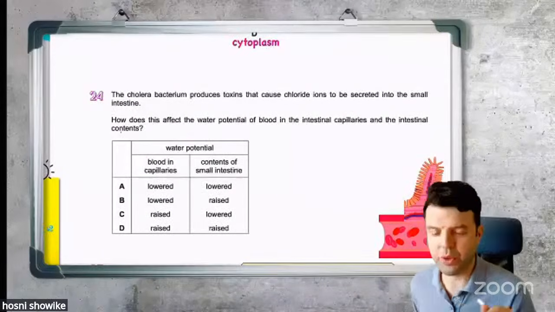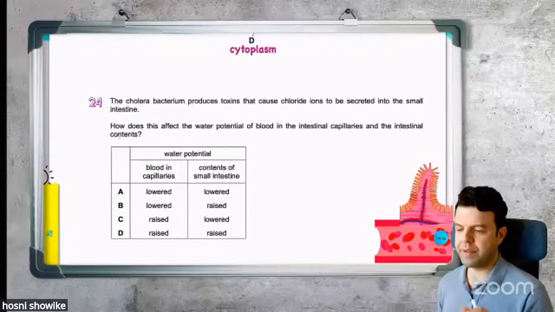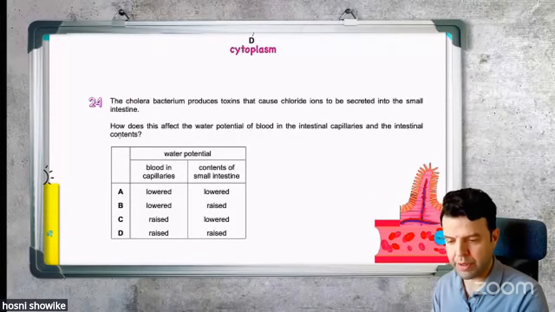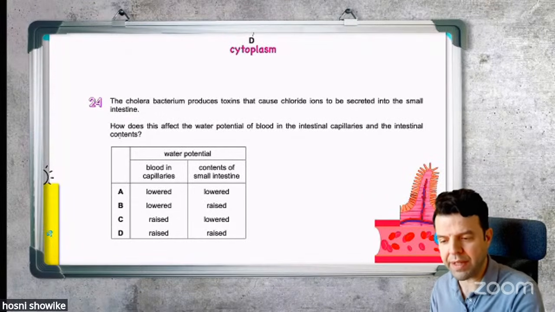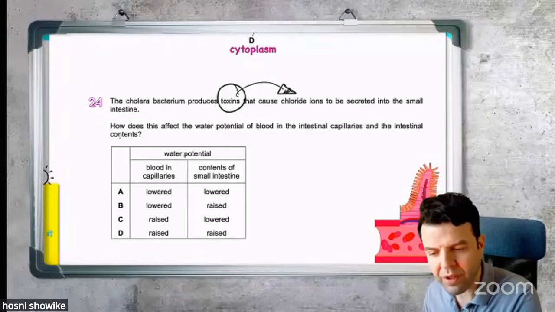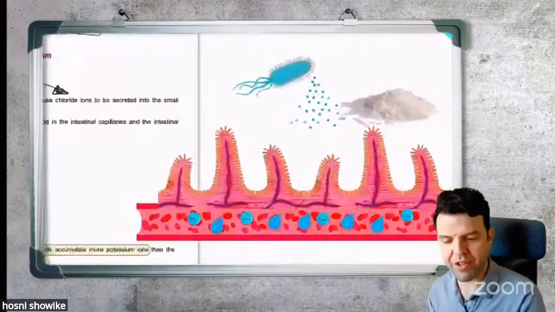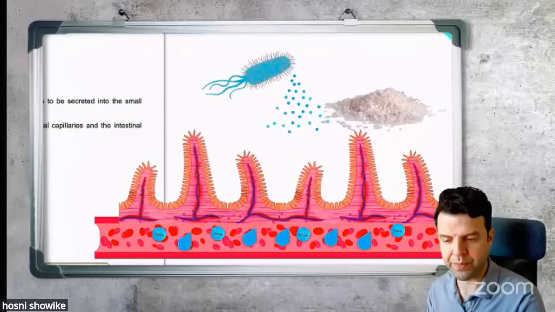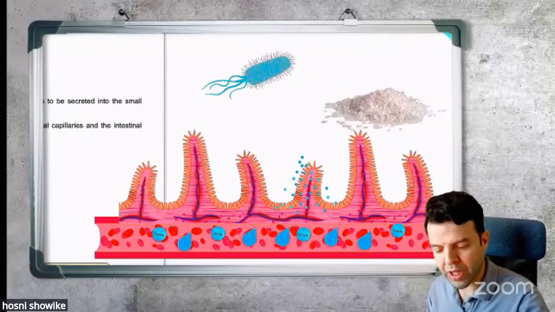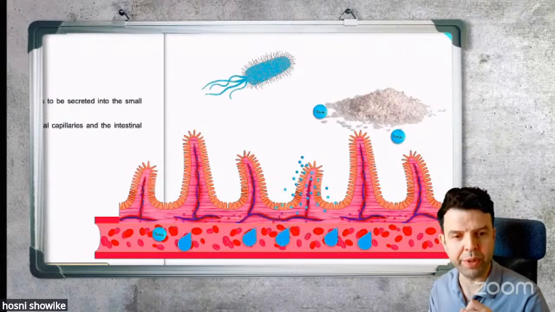24. What's this about? This is about cholera. And they said, what effect on water potential will it have when the toxin, remember that cholera toxin, causes the loss of chloride ions. So let's imagine that's the bacteria, release the toxin. This causes the chloride, the salt, to come out. So all the salt is coming out.